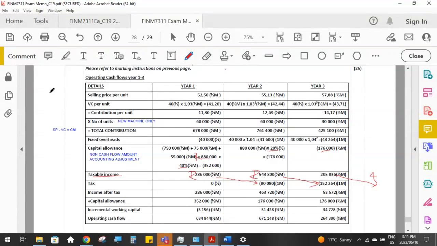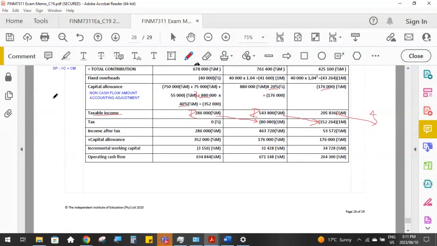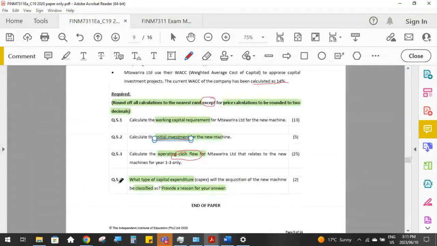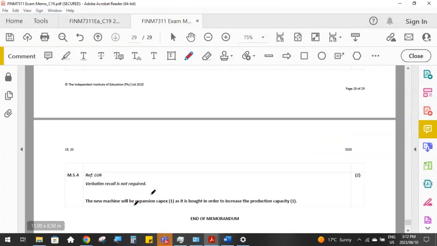Okay, guys, the very last question was just a theory question. They said, what was the purpose? What type of CapEx is it? And why did you decide that? So it's expansion CapEx. And we decided that because they told us that the machine was specifically purchased in order to increase the existing production capacity. And that's all that you have to state there to get those 2 marks.